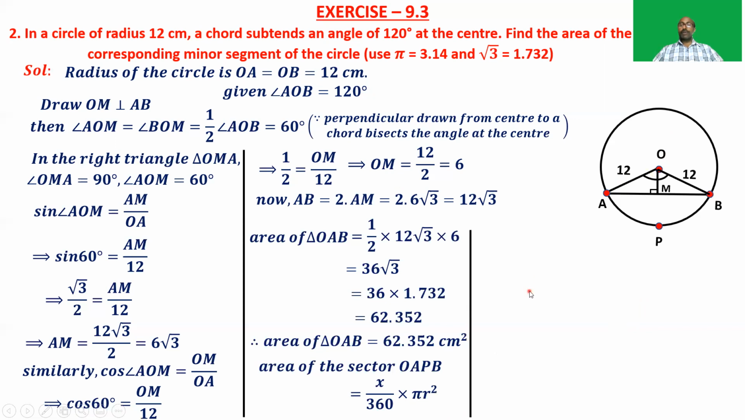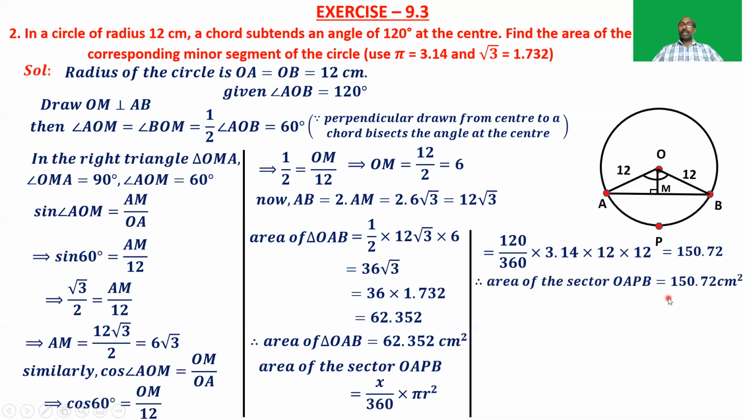So by substituting the values, x is 120 and r is 12 and pi is 3.14. 120 by 360 is 1 by 3, and by simplifying this value, we get 150.72. Now, area of the sector OAPB is 150.72 centimeter square, and area of triangle OAB is 62.352 centimeter square.